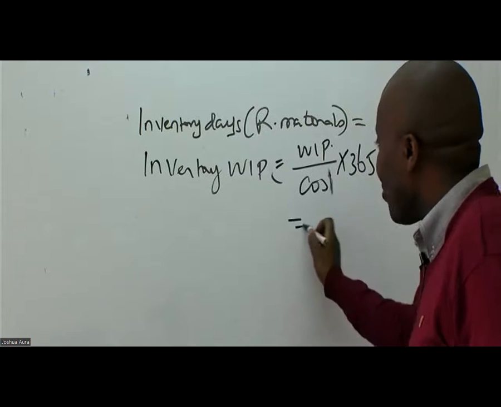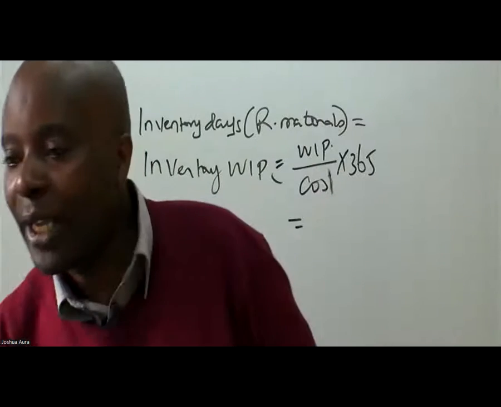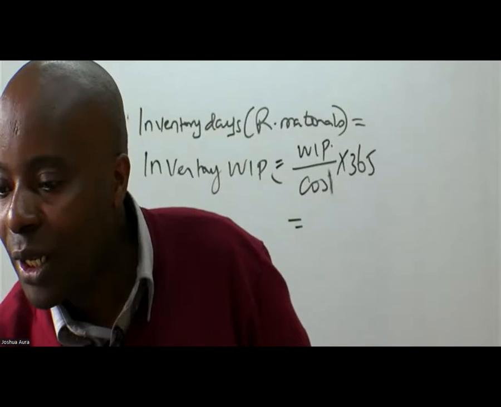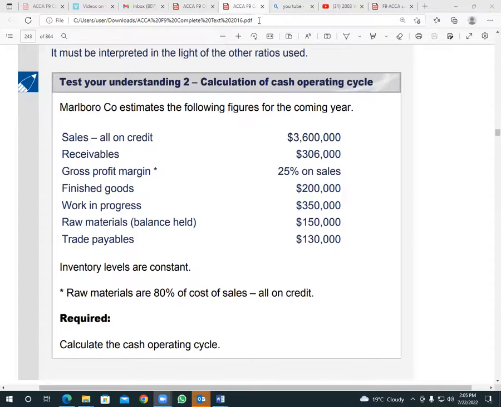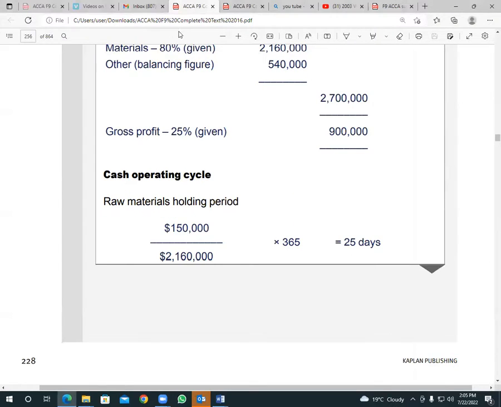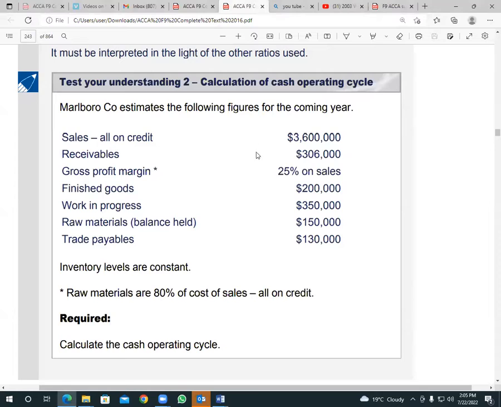Right? So the work in progress given here in the question, they have given us this as work in progress. The work in progress given in the question is 350. So you take 350, and then you divide this by the cost of sales.